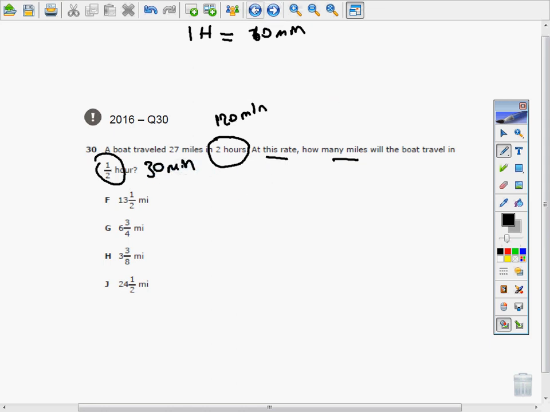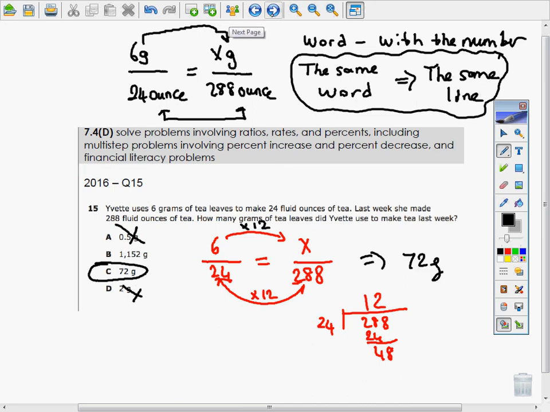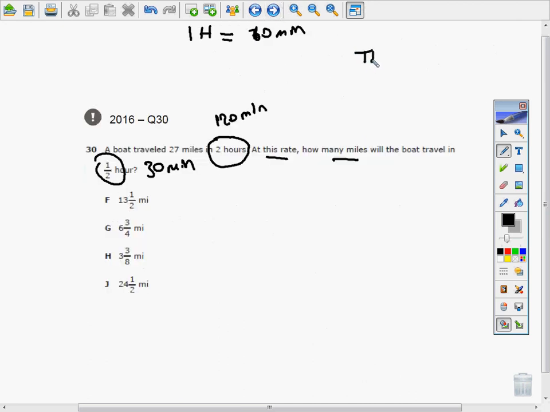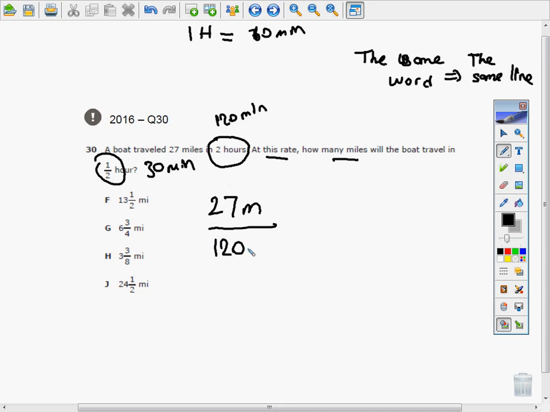Once again, as in the previous question, I told you the same word, the same line. I'm going to use the same acronym, the same word, the same line. So the first two numbers I'm going to use as a fraction, 27 miles as a ratio for 120 minutes. And I wonder for 30 minutes how much distance they traveled?